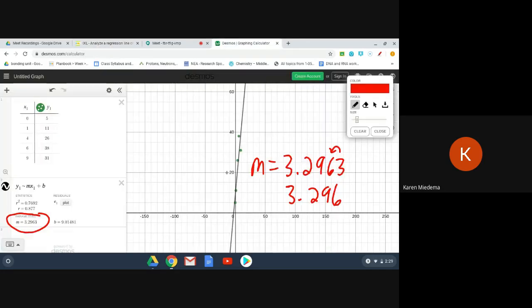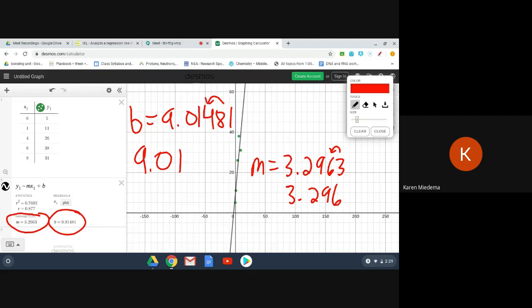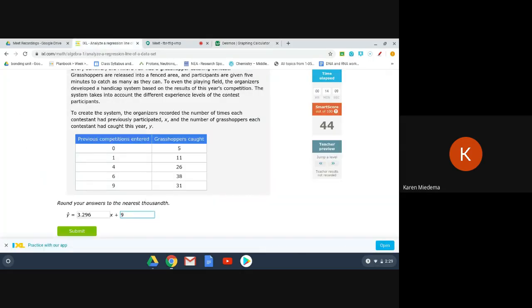Okay, for your y-intercept, that's B. B equals 9.01481, rounded to the thousandth place. The 8 is going to tell the 4 to move up to a 5, so 9.015.